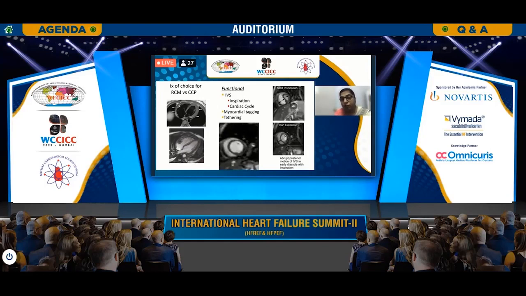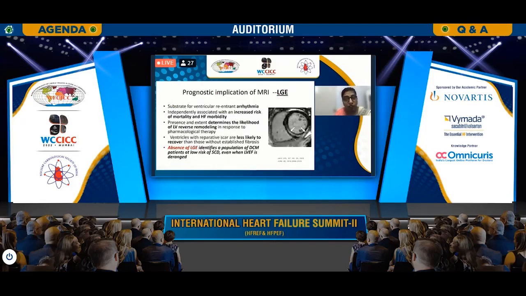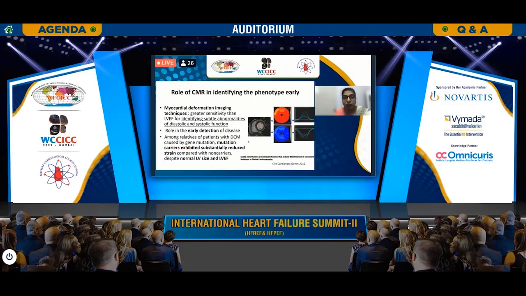So real-time free respiration, while the patient is breathing, the MRI is done. And we can see a septal bounce which becomes exaggerated in inspiration in early diastole. Prognostic implication of MRI, we have already seen as in ischemic. Here also, if you have increased LGE, it is an increased substrate for arrhythmia. Whereas an absence of LGE, in spite of the LV ejection fraction being deranged, identifies a population which has a low risk of sudden cardiac death.